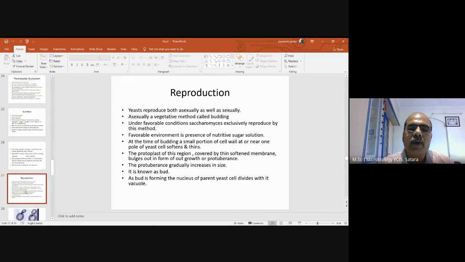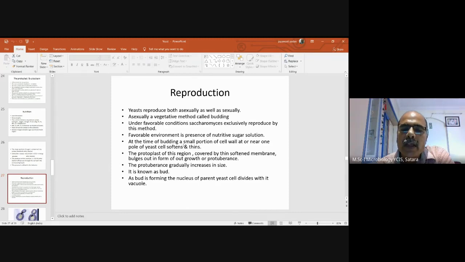Reproduction of the yeast, reproduction of the fungi, reproduction of algae, etc. So yeast reproduces both by sexual means and asexual means. The asexual or vegetative method of reproduction is called budding. Under favorable conditions, Saccharomyces cerevisiae exclusively reproduces by this method, budding. A favorable environment is the presence of nutritive sugar solution.